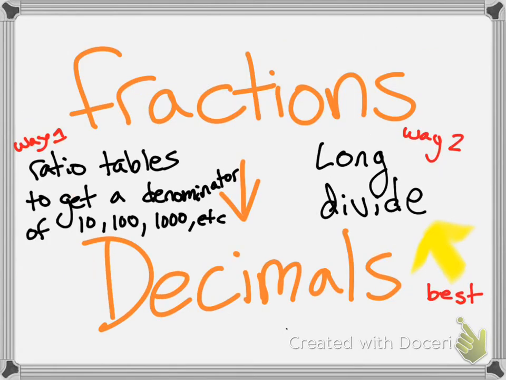Here's this. Take this down in your notes. This is how we go from fractions to decimals. Way number 1 is you can do the ratio table to try to get a denominator of 10, 100, 1,000. So we can try that ratio table. Way number 2 is to long divide. The best way is way number 2. Way number 2 will always work. Way number 1 doesn't always work, because as we know with our ratio tables, sometimes we ended up with fractions and that made our lives a little bit difficult. Way number 2 always works.